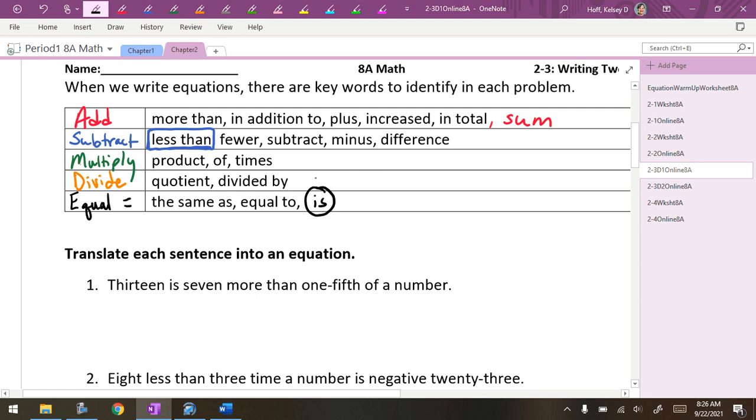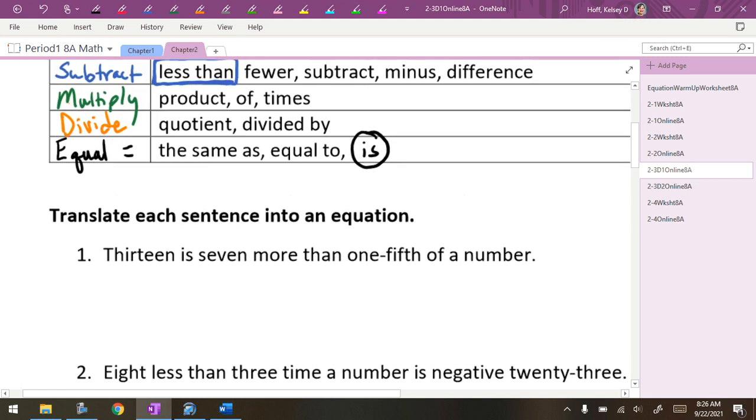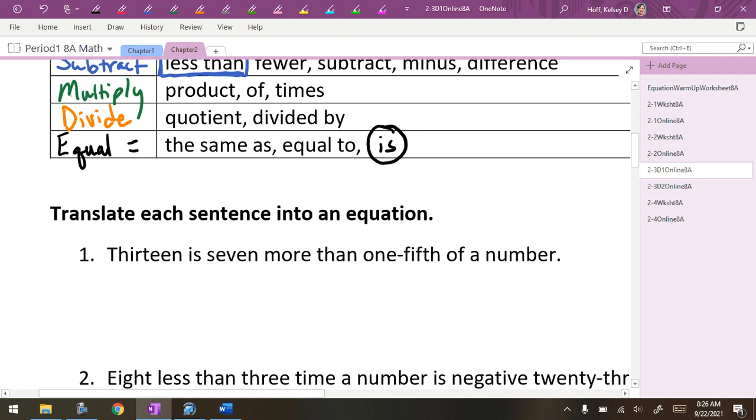Okay, so we're going to translate the sentence into an equation. I'm going to read this out loud. On your own, I want you to underline any word or words that mean add, subtract, multiply, divide, or an equal sign. Nobody says anything out loud. I'll read it out loud for you. 13 is 7 more than 1/5 of a number.